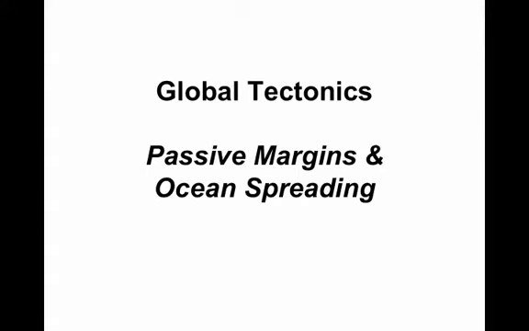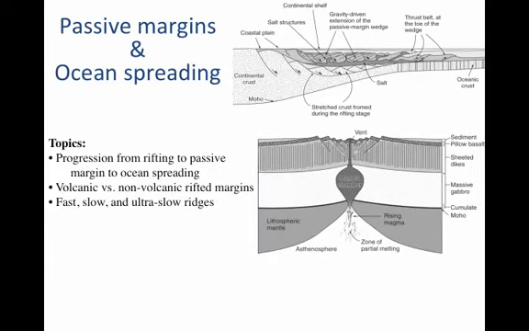We're going to move from some more fundamental processes in global tectonics and talk about passive margins and ocean spreading. The topics that we'll cover will include the progression from rifting to passive margin and ocean spreading, volcanic versus non-volcanic rifted margins, and the differences between fast, slow, and ultra-slow ridges.